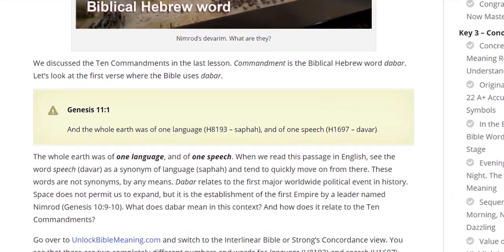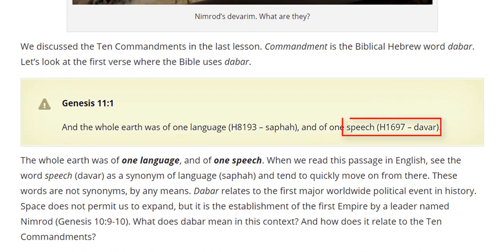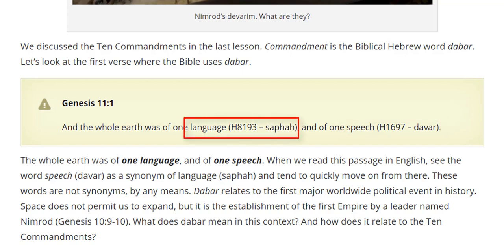When we read this passage in English, we see the word speech, davar, as a synonym of language, in Hebrew, safa, and tend to quickly move on from there. These words are not synonyms by any means. Dabar relates to the first major worldwide political event in history. Space does not permit us to expand, but it is the establishment of the first empire by a leader named Nimrod. Check it out in Genesis 10, verses 9 through 10.